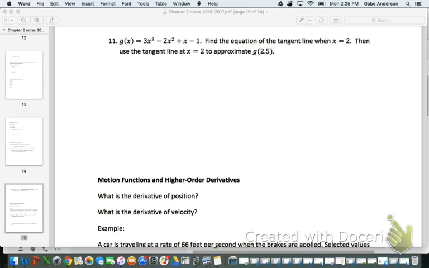We had a curvy graph, and then we drew this line that approximated the graph right there. So we're going to be trying to find the equation of that tangent line when x is 2. Let's go ahead and do that now, then we'll do the other thing next. Okay, so let's go ahead and find the equation of the tangent line.